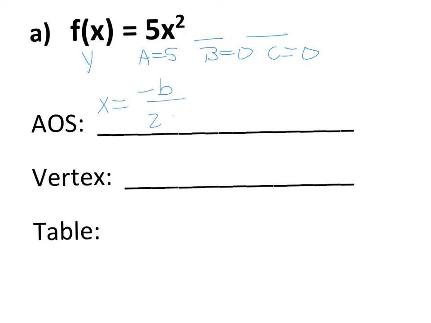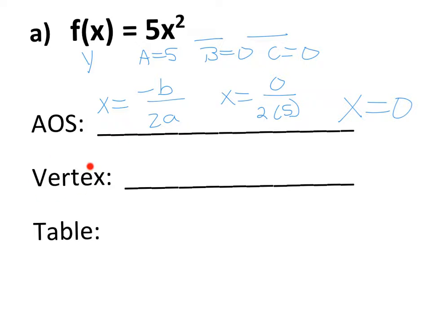Now for our axis of symmetry, we've got x equals negative b over 2a. So I've got x equals negative 0, so just 0, over 2 times 5. Well, 0 divided by anything is 0. So my axis of symmetry is x equals 0. Side note real quick: the axis of symmetry is an equation of a line. You have to have the x equals or you don't get full credit. So this is a must.